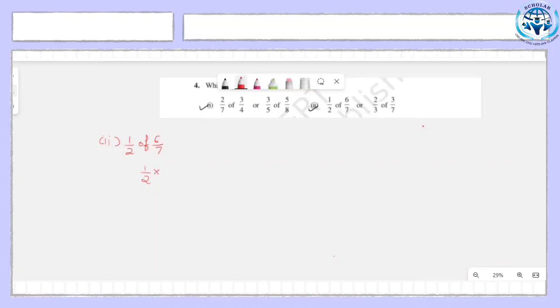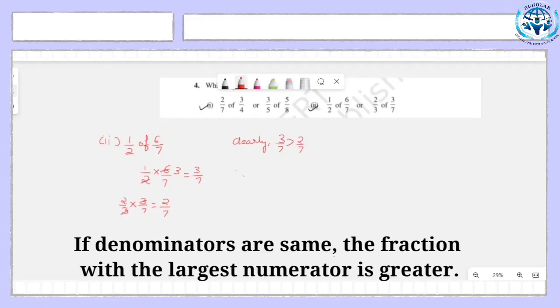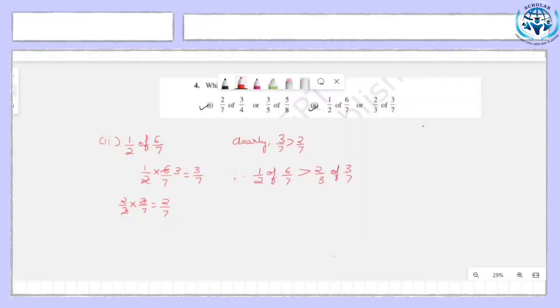Second part, 1 by 2 of 6 by 7. Half into 6 by 7, 2 3 ja 6, 3 by 7. 2 by 3 of 3 by 7. 3 cancel, 2 by 7. That means denominator is same. They both are like fractions. Clearly 3 by 7 is greater than 2 by 7. That means half of 6 by 7 is greater than 2 by 3 of 3 by 7.